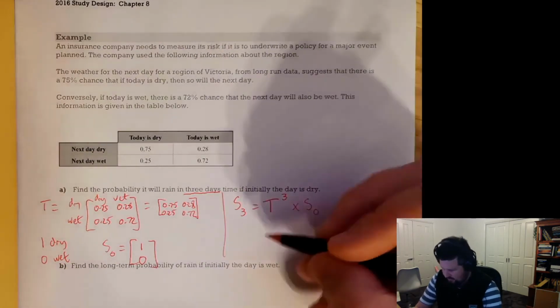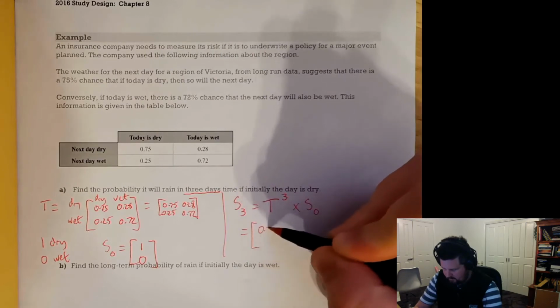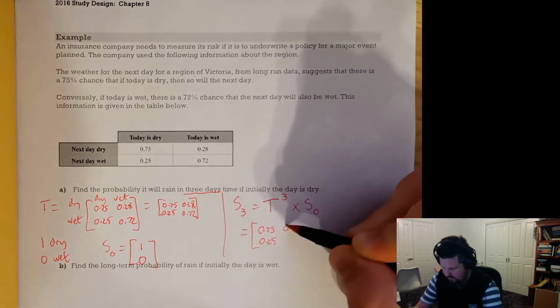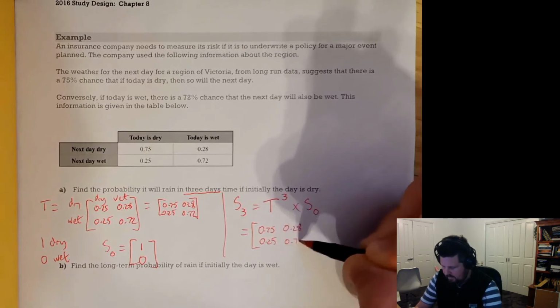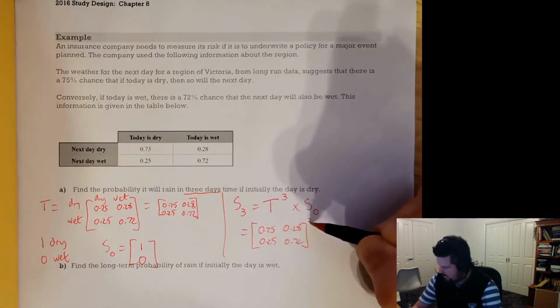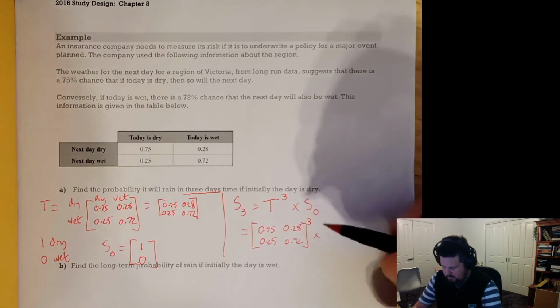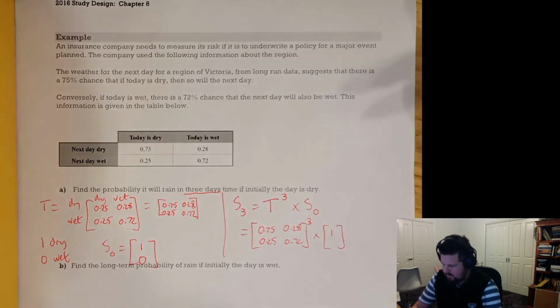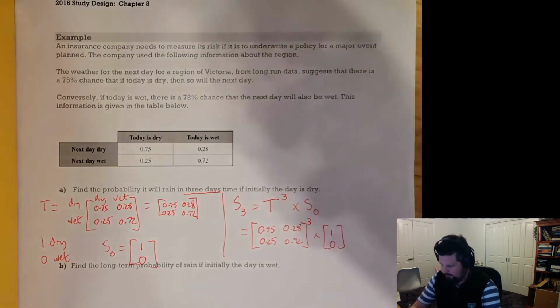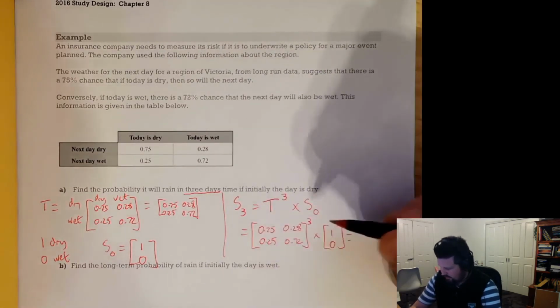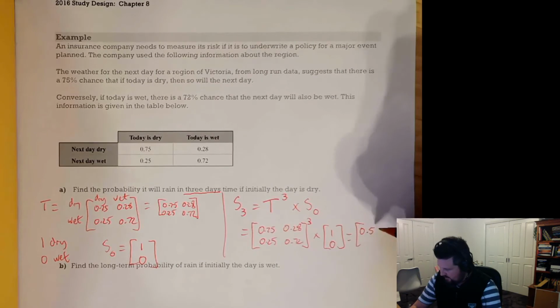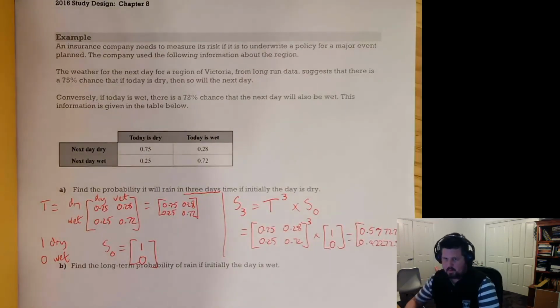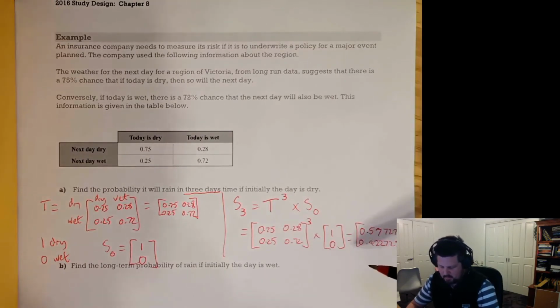So let's run that calculation. That's to the power of 3 multiplied by the initial state. Initially, the first day is dry. So the first one is dry. That's why I've got a 1 there. It's not wet. That's why I've got a 0 there. Running this calculation, you get the following: 0.577275 and 0.422725.